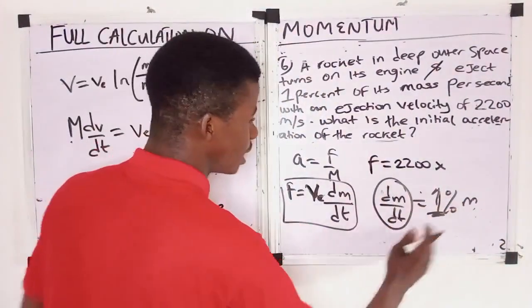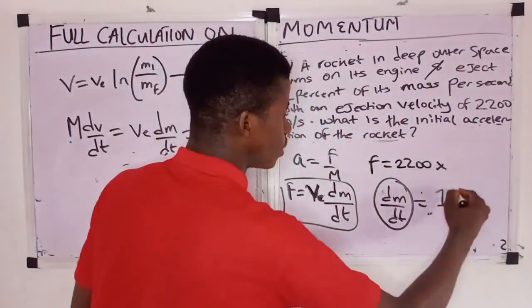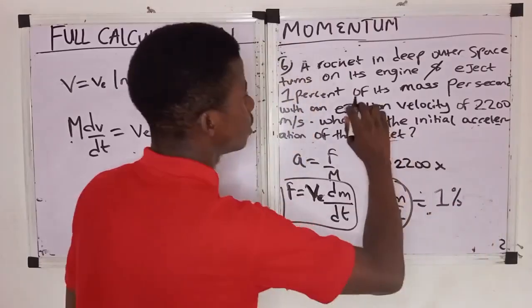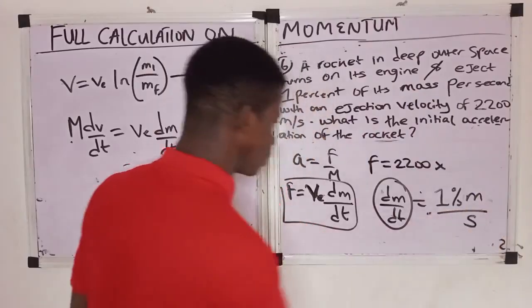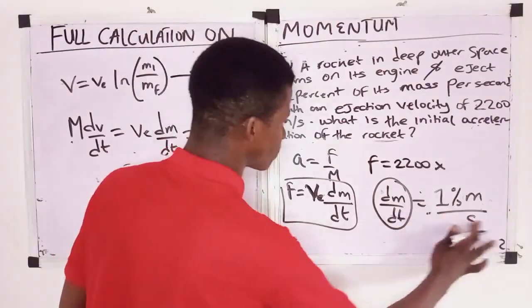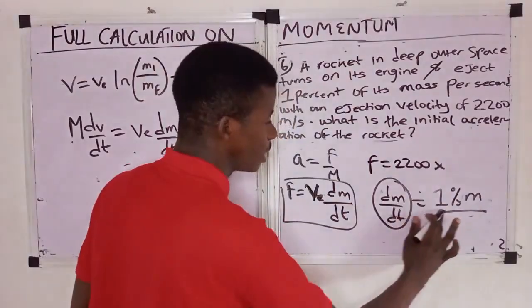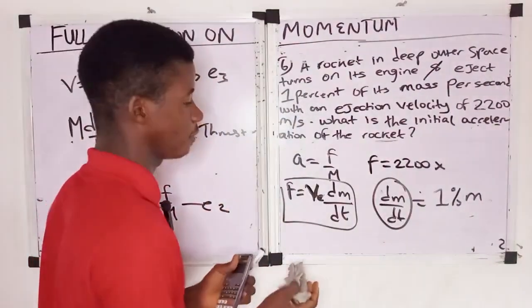So everything here is now what? They said 1% of its mass. Let me understand. 1% of its mass, then per what? Per second. Seconds, they are referring to 1 second here. Anything divided by 1 will give you that same thing, right? So the m over the t is 1% m. I don't know if you understand.